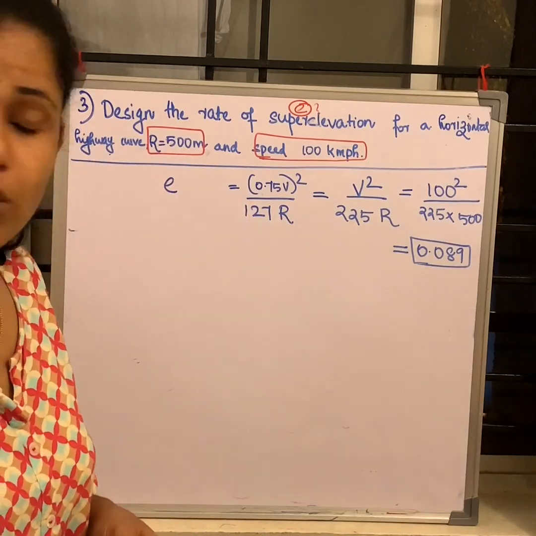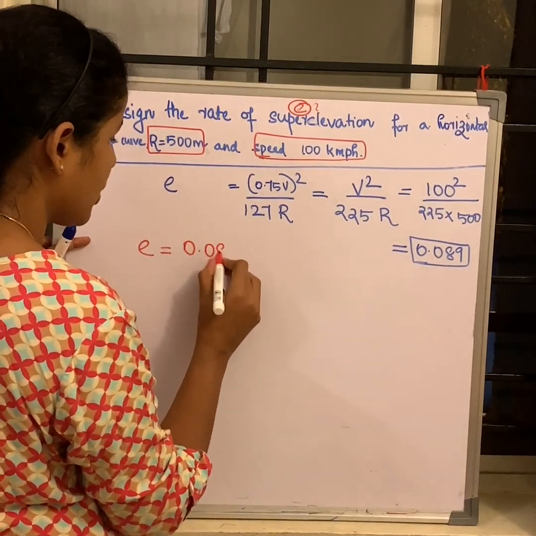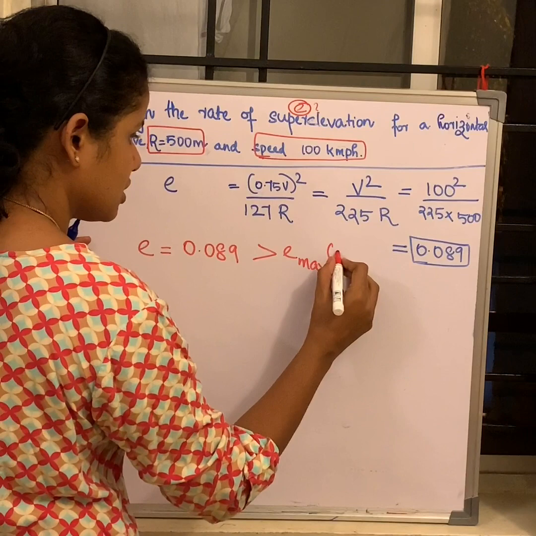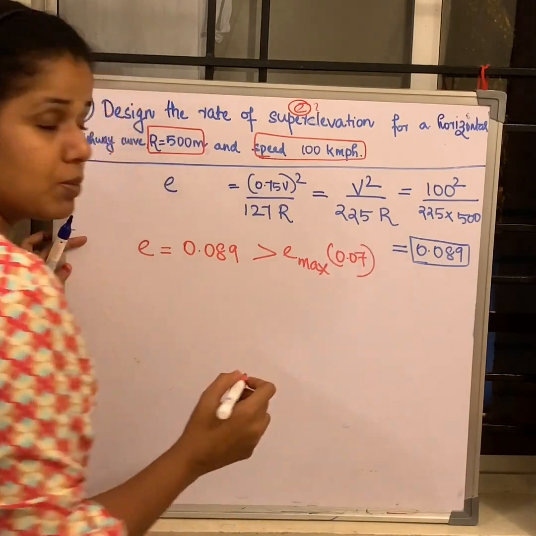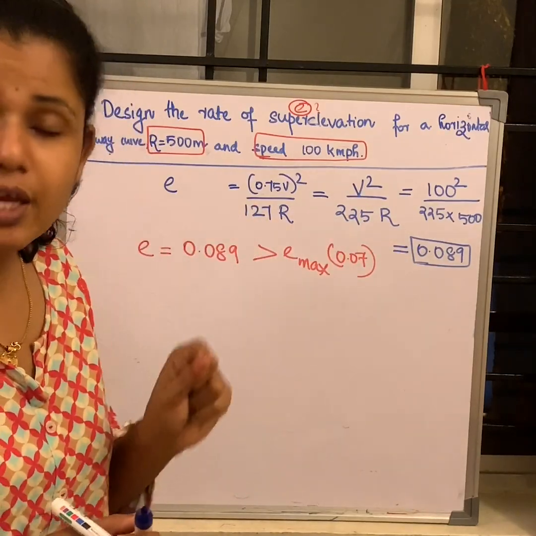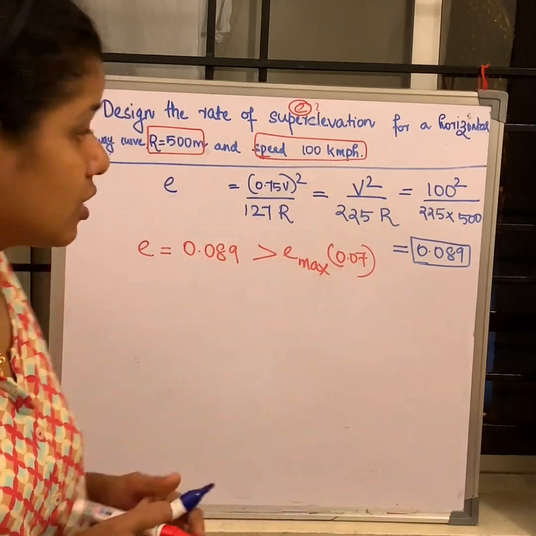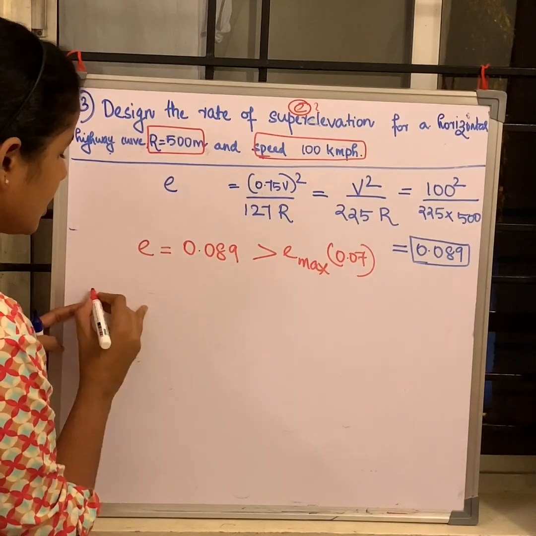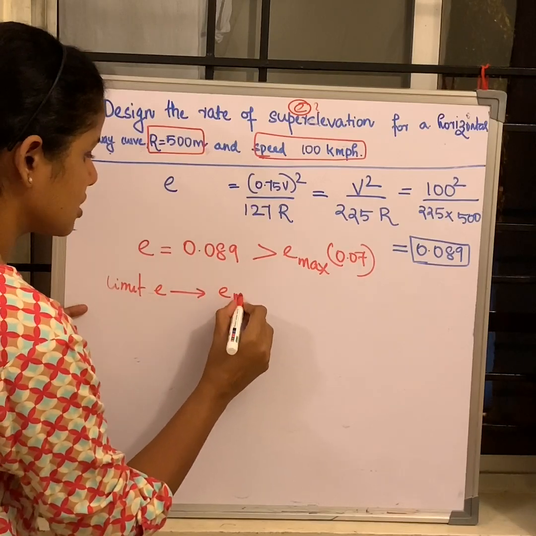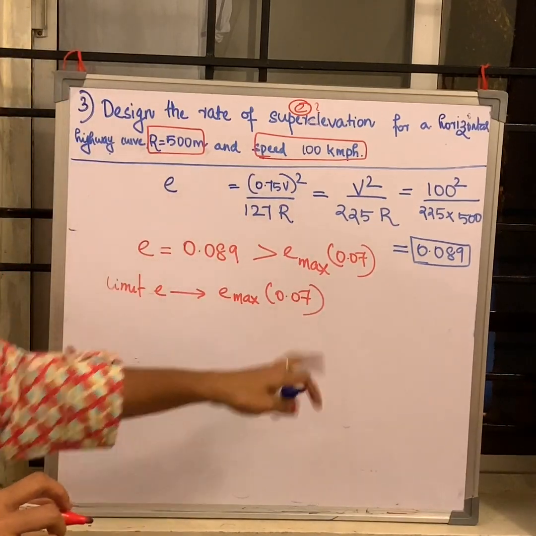Now, do we have any problem? Yes, we do have a problem because the E value we got is 0.089, which is greater than the E max value of 7% or 0.07. That means I cannot consider this as my design superelevation. I need to limit the superelevation to the maximum available value, 0.07. So you need to write that you limit superelevation to E max, that is 0.07.